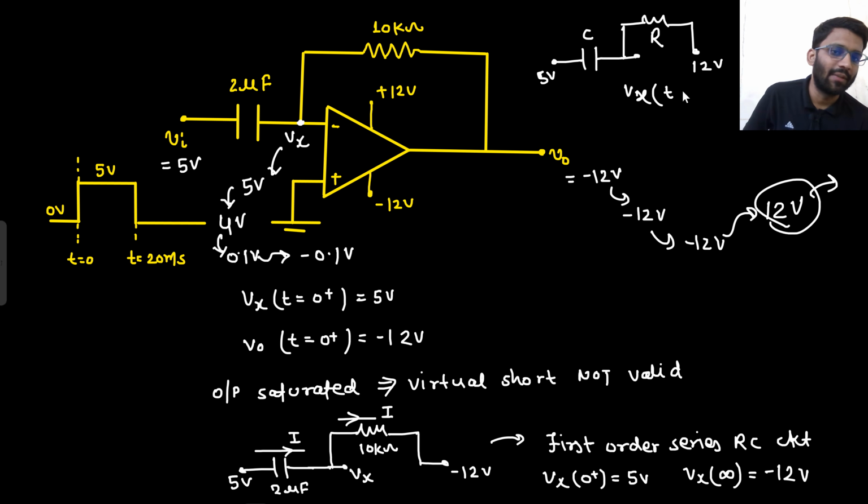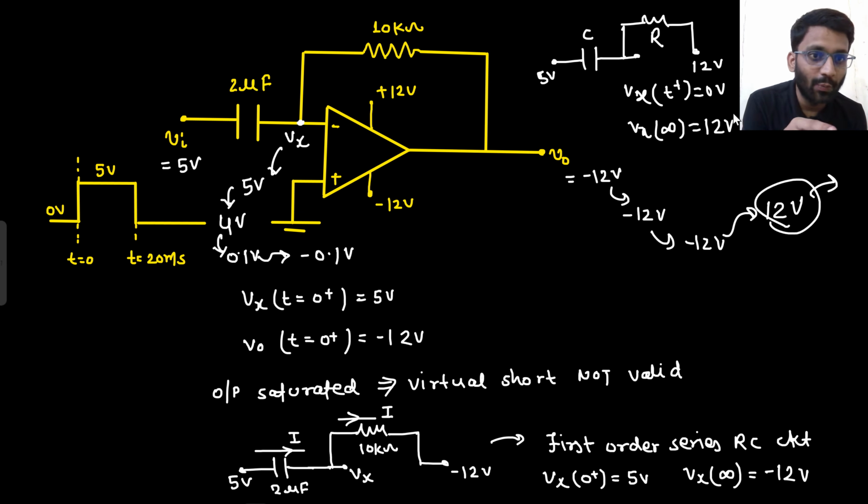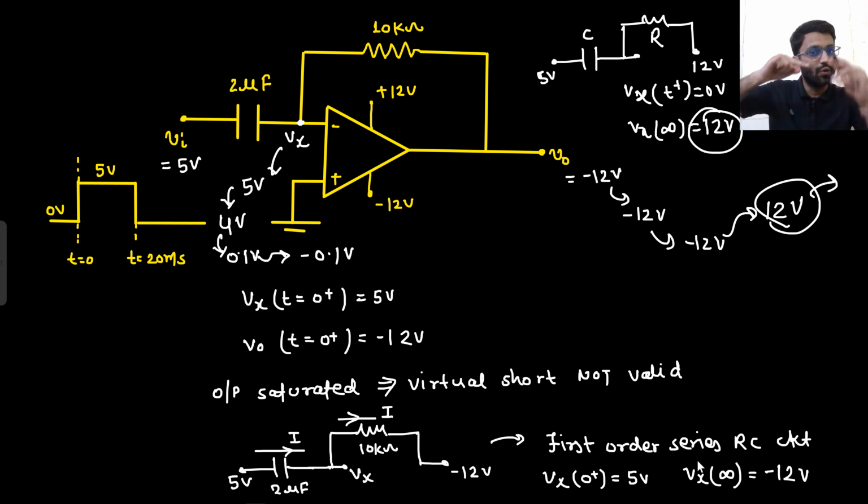Vx at some particular time, let's just say T1, was 0 volt. Now your output has become 12 volt. What will be the target of Vx? The target of Vx will be to go to 12 volt. What was happening is that it was trying to go from 5 to minus 12 volt. But the moment it reached 0 volt, the output became plus 12, so the target of Vx changed. Now the target of Vx is to go from 0 to 12 volt.